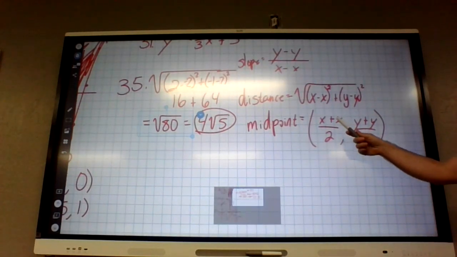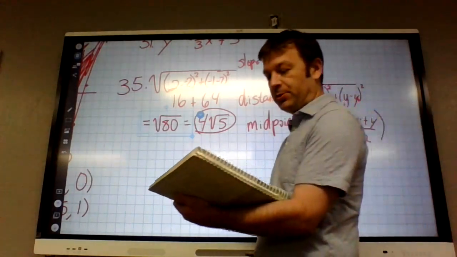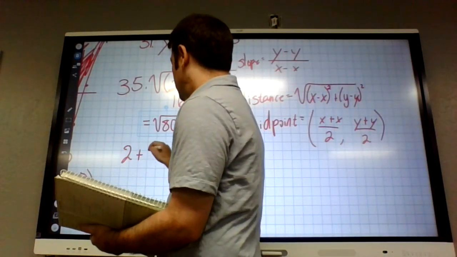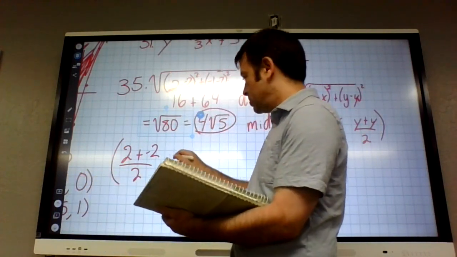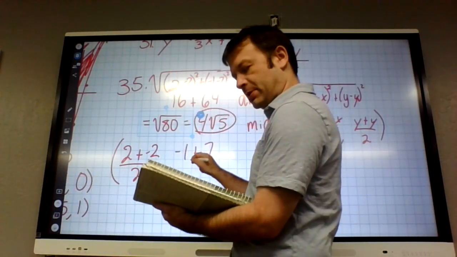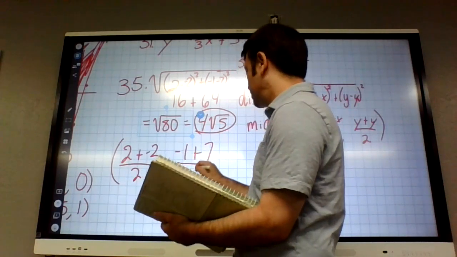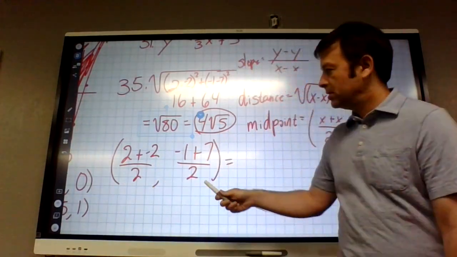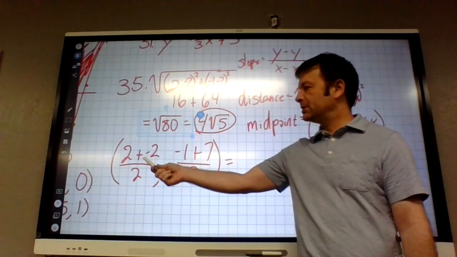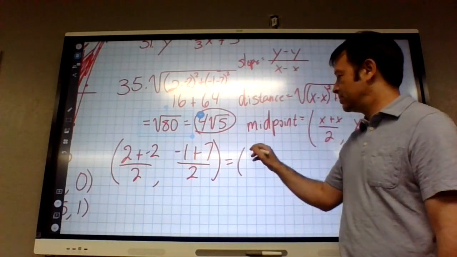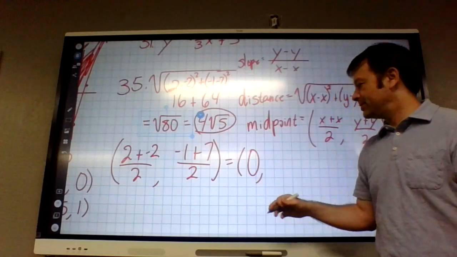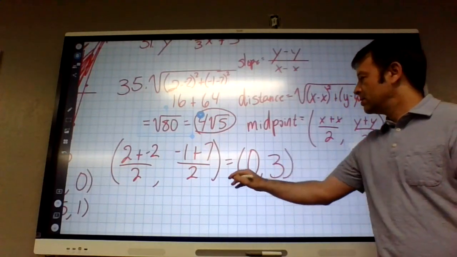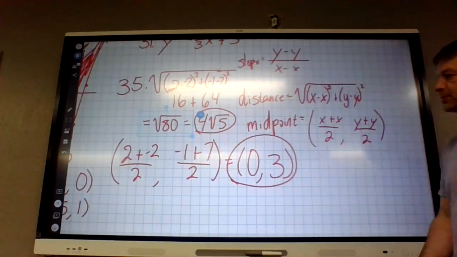Okay, midpoint, x plus x, so 2 plus negative 2, divided by 2, comma, negative 1 plus 7, divided by 2. What's 2 plus negative 2? 0. Divided by 2, 0. Negative 1 plus 7, 6. 6 divided by 2, 3. So there's the midpoint, 0, 3.